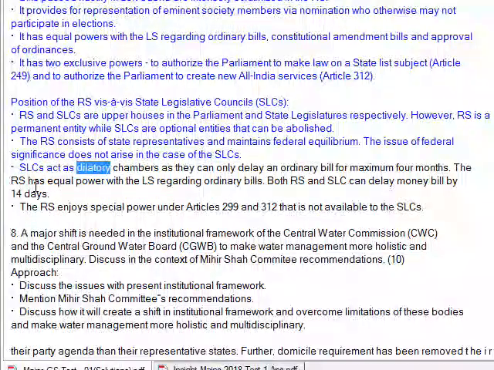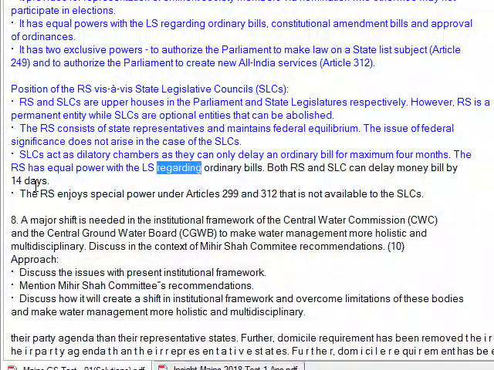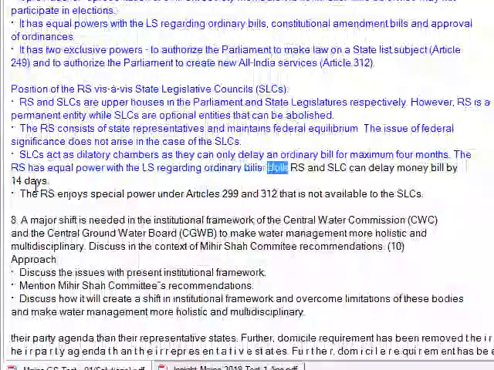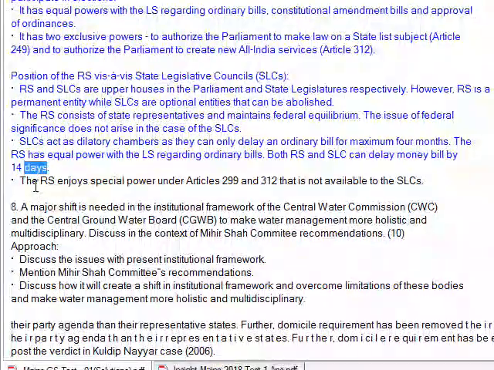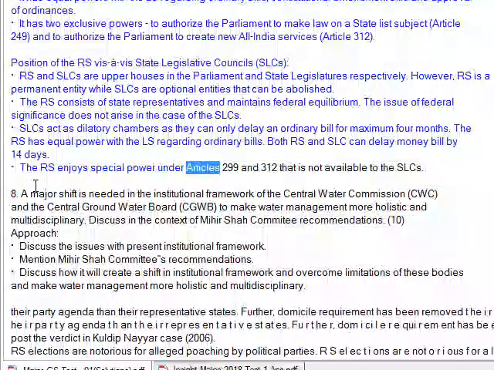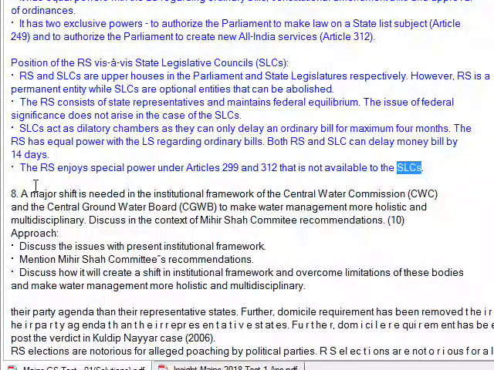SLCs act as dilatory chambers as they can only delay an ordinary bill for a maximum of 4 months. The RS has equal power with the LS regarding ordinary bills. Both RS and SLC can delay a money bill by 14 days. The RS enjoys special power under Articles 249 and 312 that is not available to the SLCs.